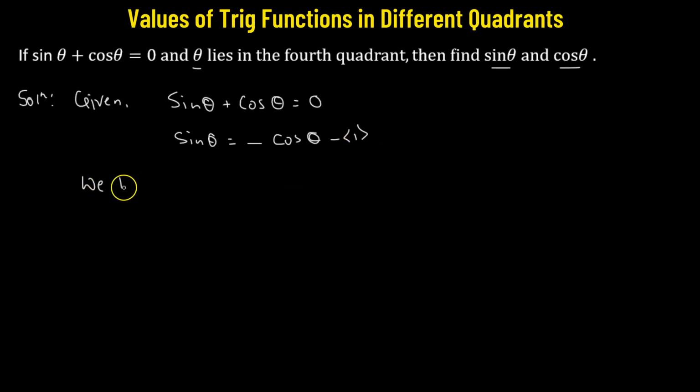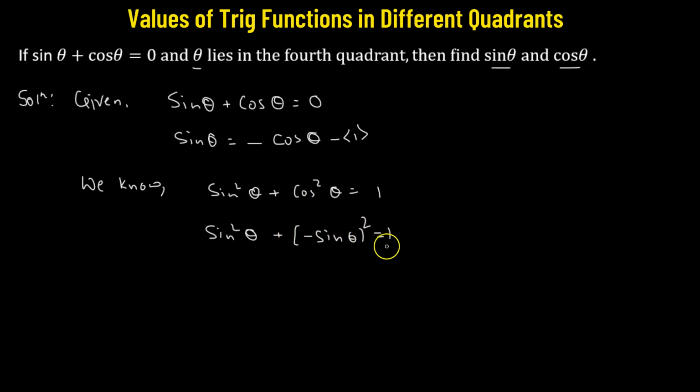Now we have a standard identity which says that sine squared theta plus cosine squared theta has a value equal to 1. So what we can do, we have sine squared theta, and in place of cosine squared theta, we can replace it with negative sine theta whole squared. So this is going to give us sine squared theta plus sine squared theta equals 1. All we have done is replace cosine squared theta with sine squared theta. So this gives us 2 times sine squared theta equals 1.